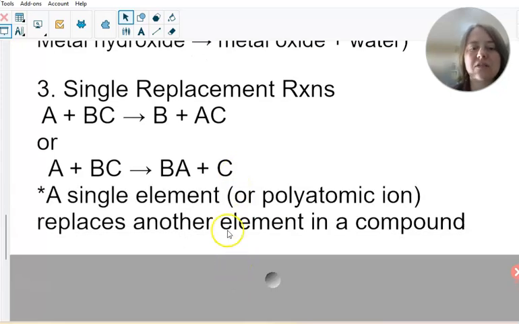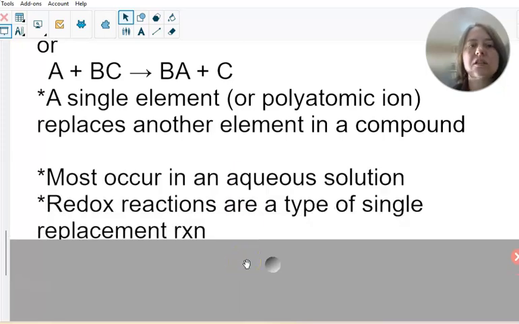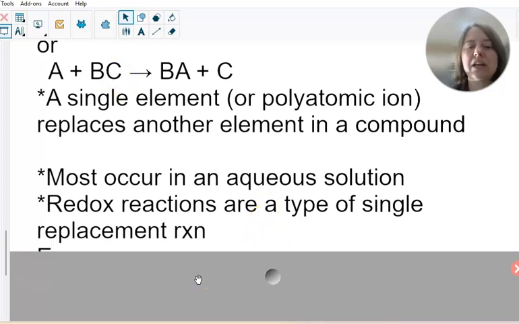So please write this down. A single element or polyatomic ion replaces another element in a compound. Most single replacement reactions occur in aqueous solutions. So often your compound is aqueous. So you want to keep that in mind. Redox reactions are a type of single replacement reactions, and if you remember, we learned about those in Chapter 4.